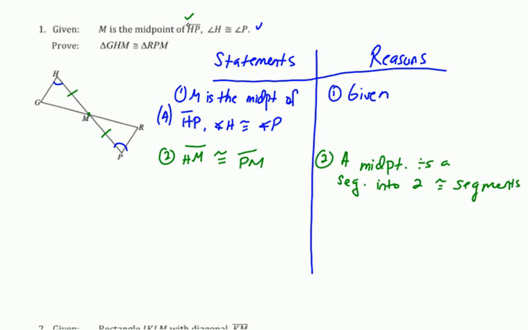Now I'm out of given information, but I don't yet have enough information to prove the triangles are congruent, since I only have one A and one S. Looking at my picture, I'm trying to find angles that are vertical angles, or maybe instances where I can use the reflexive property. And I notice that these angles at M are vertical angles. So HMG must be congruent to PMR, since vertical angles are congruent.